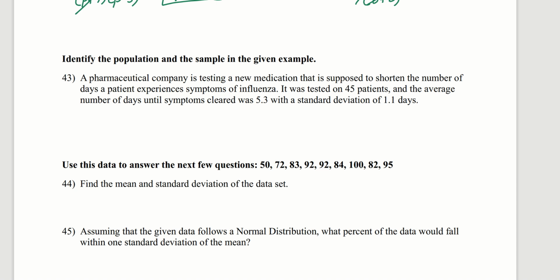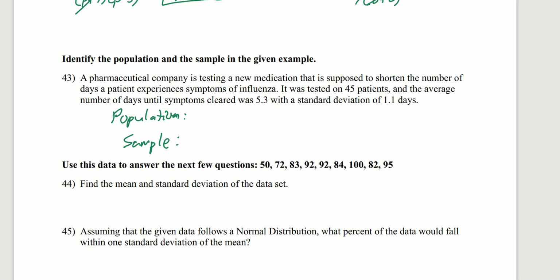So number 43, a pharmaceutical company is testing a new medication that is supposed to shorten the number of days a patient experiences symptoms of influenza. It was tested on 45 patients, and the average number of days until symptoms was cleared was 5.3, and a standard deviation of 1.1. So all it says is to identify the population and the sample from this situation here. So we talked about this in class. We said that the population is the big group that I'm trying to learn information about, and then the sample is just the smaller subset of the population that I actually gained the information from.